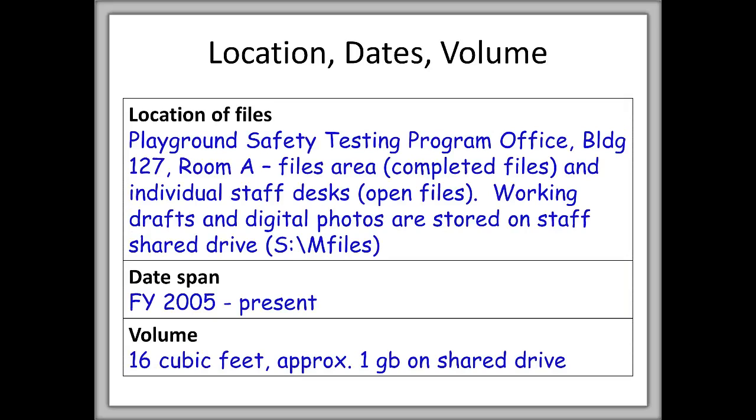In most records inventories, we capture some basic information about how and where the files are maintained. If they're paper records, we note where they're stored, and if they're electronic, we note where they are on the network, who the system points of contact are, and things like that. We also note the date span of the records. This can help you be sure you've located all of the files. If you find 2000 through 2005 and 2010 to the present, you can see pretty quickly you still haven't found all the records.